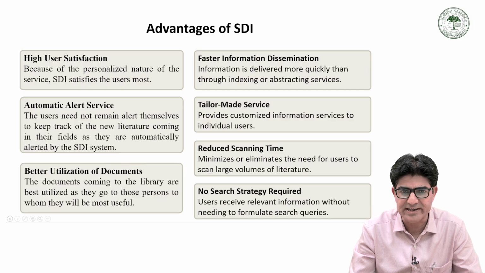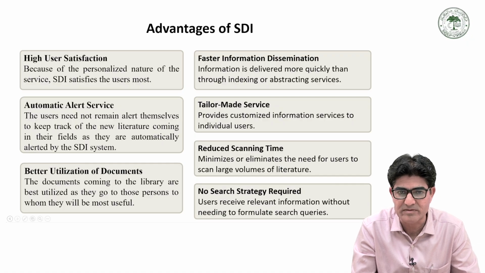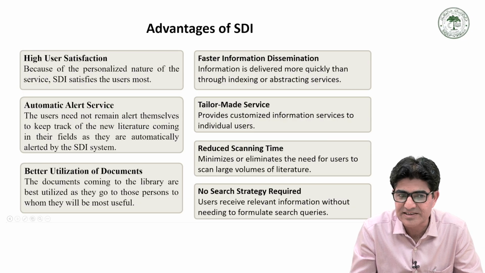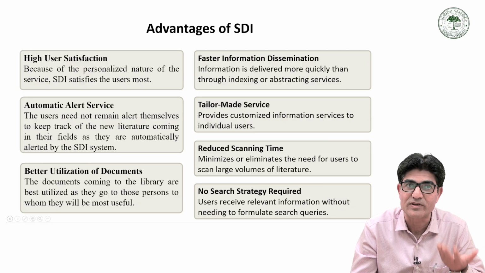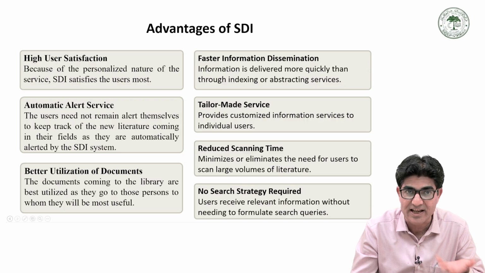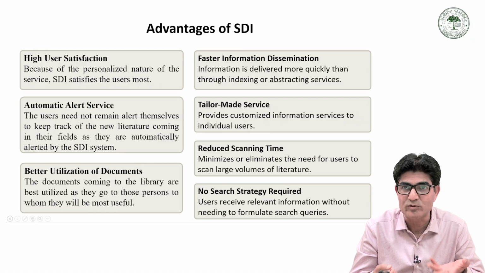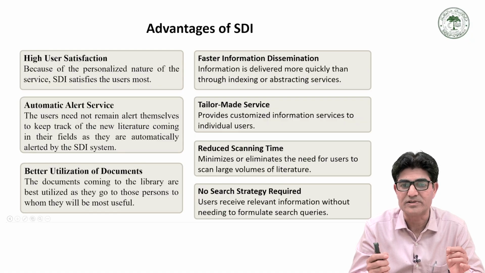Another advantage is tailor-made service, providing customized information services to individual users. We have already discussed this point. And better utilization of documents. The documents coming to the library are best utilized as they go to those persons to whom they will be most useful. That is basically fulfilling the five laws of library science, and the first three laws: books are for use, every reader his or her book, and every book its reader. So better utilization of resources is possible when we provide SDI services to the users.